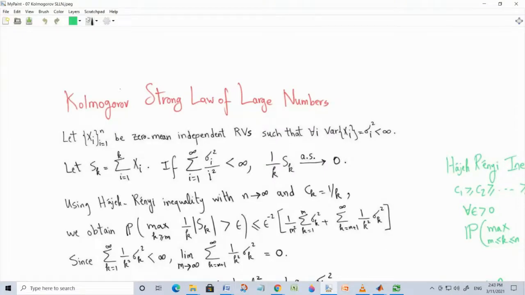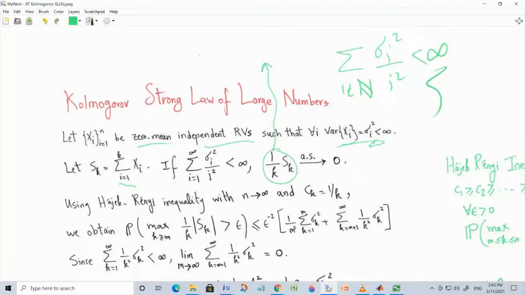Here we have zero mean, independent random variables. Each one may have its own variance, so they are not identically distributed, and we are interested in this summation here. And then there is a condition on the variance: if you sum the variance of the random variable Xi divided by i squared, where i is a natural number, then this must be a finite number.